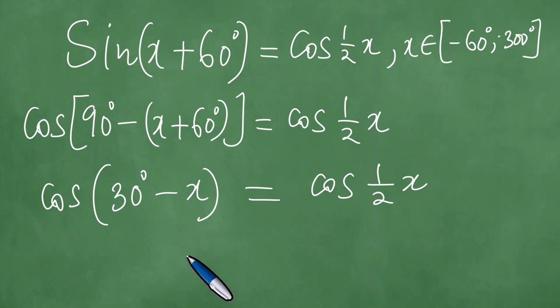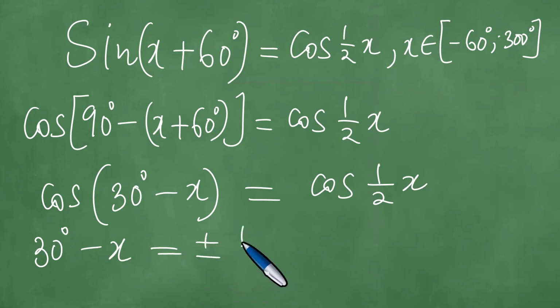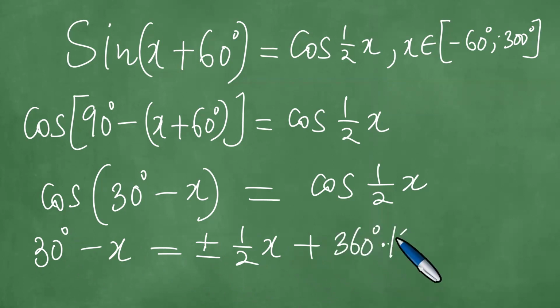Right, upon careful examination, we're able to see that this is going to become 30 degrees minus x is equal to plus or minus 1/2 x plus 360 degrees times k, where k is an element of the set of integers, like so. Now, this is true because the cosine function is an even function, so at this point we get plus or minus.